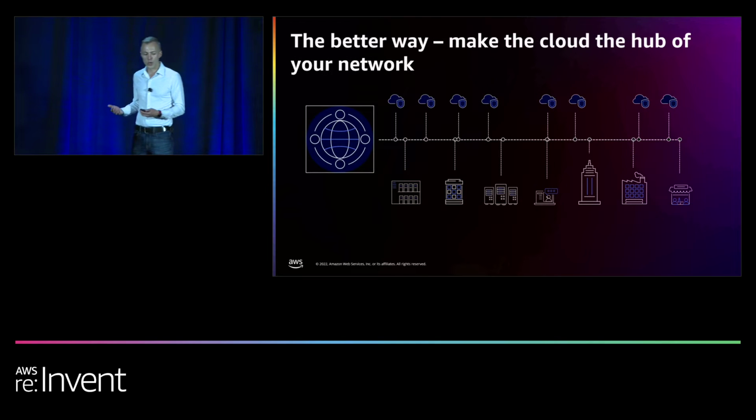So the better way to do this is to make the cloud the center of the network instead of making it a branch that you're connecting to. As more apps move, you have higher bandwidth requirements, you might need dynamic bandwidth or just the infrastructure that AWS brings to the table. So this is definitely a way to grow your network into the future.